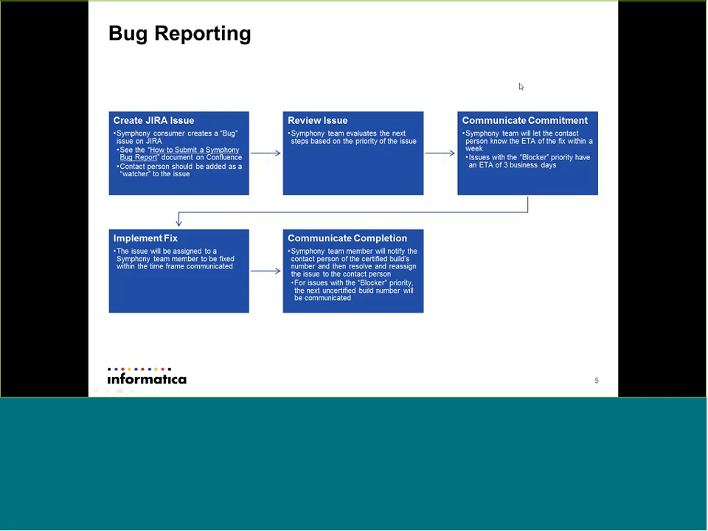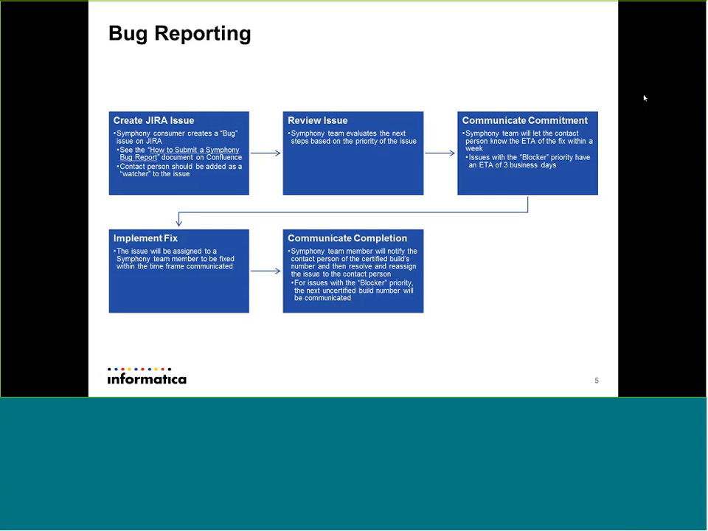Once you've submitted the bug, we'll be notified about it on our side, and we'll review it and see what the next steps will be. And what we'll do is we'll communicate what we'll commit to for this bug to the contact person mentioned in the CR. And we'll let you know within a week what the ETA of the fix would be. However, if you do mention that it is a blocker priority for the issue, we will just have a blanket statement of an ETA of 3 days for a fix.